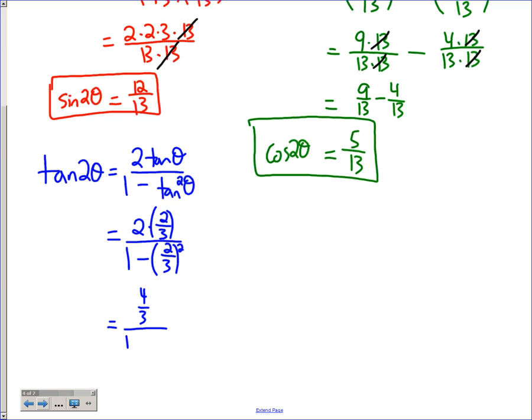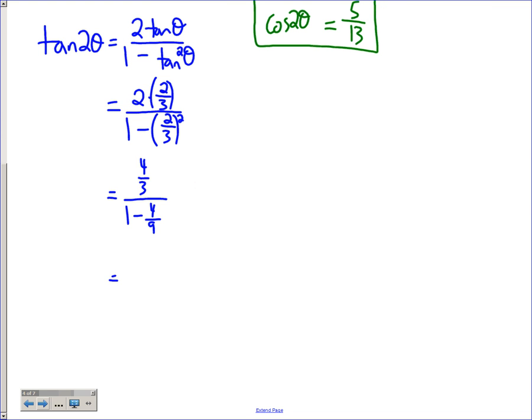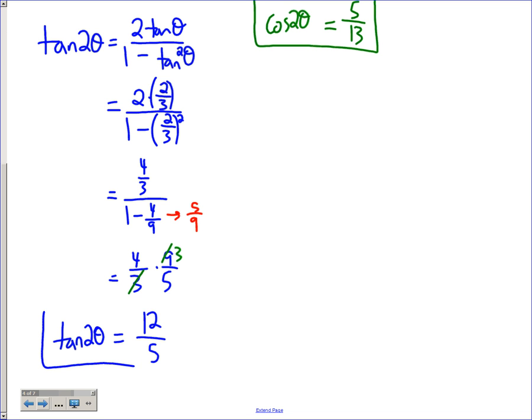And that gives me 4/3 on the top and 1 minus 4/9 on the bottom, which would give me 4/3. We're dividing by a fraction, and this fraction happens to be 5/9. So if we're dividing by 5/9, we're multiplying by 9 over 5, the reciprocal. And then we can simplify. This 3 and this 9 can cancel out, and we're left with a 3 here. So 4 times 3 gives me 12 over 5. So tangent of 2 theta equals 12 over 5.